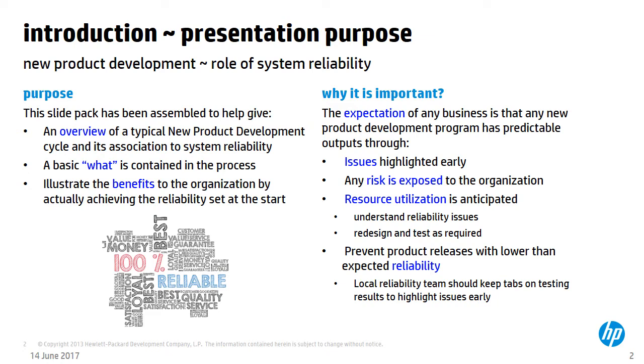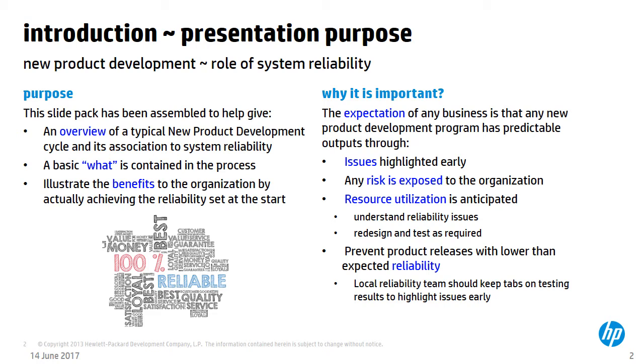But why is it important? The expectation of any business is that any new product development program has an expectation as an output, but issues need to be found early in order to address them through design changes or process improvements. Risk can be exposed both to the organization as well as to the product itself and its success in the field. When failures are understood and severity can be quantified, you can move forward.